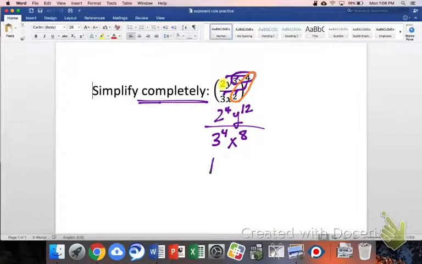2 to the 4th is 16, y to the 12, and then 3 to the 4th is 81, and we still have x. Let's try that again. X to the 8th, there we go. So this is it. We're done at this point. The y to the 12th over x to the 8th.